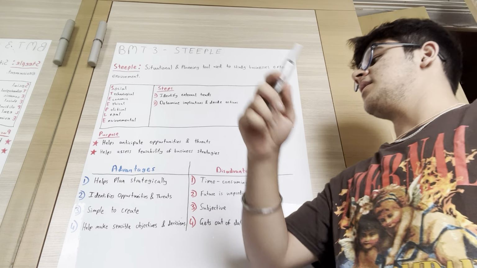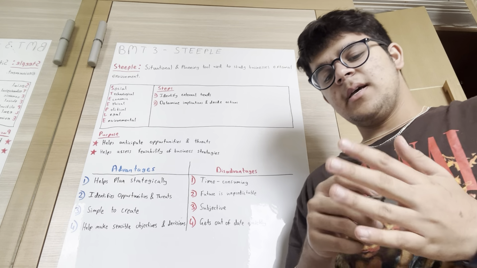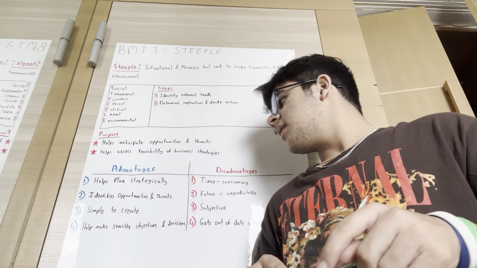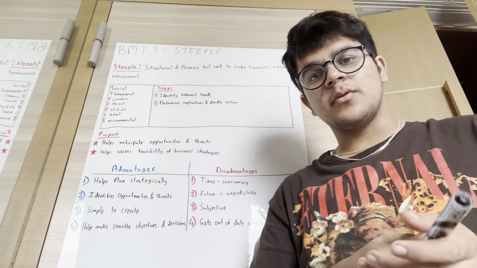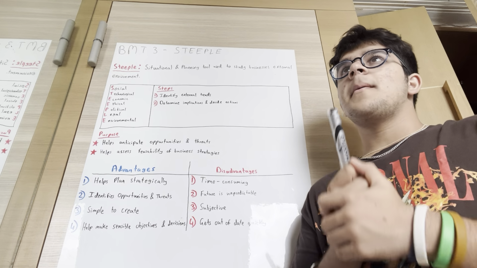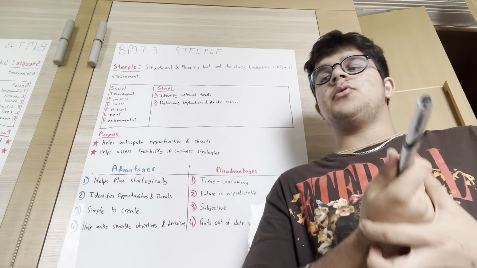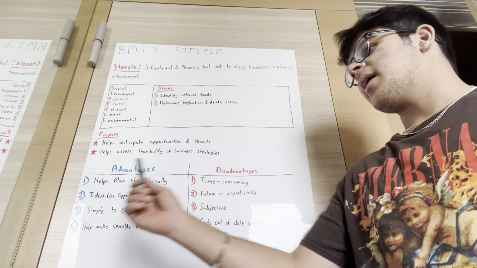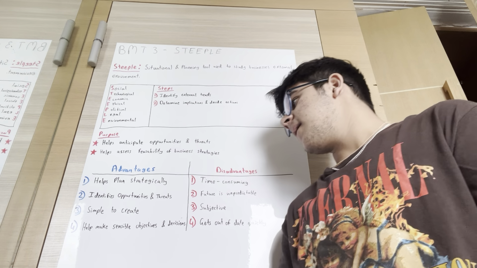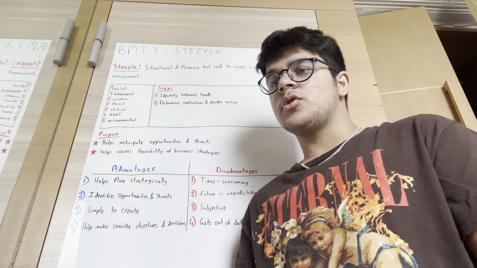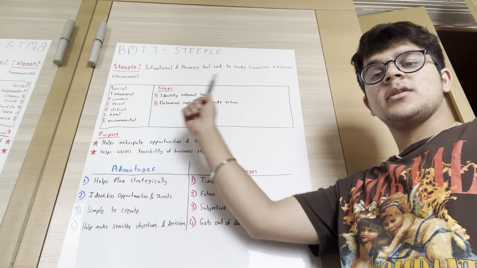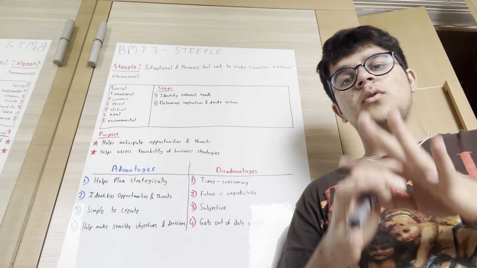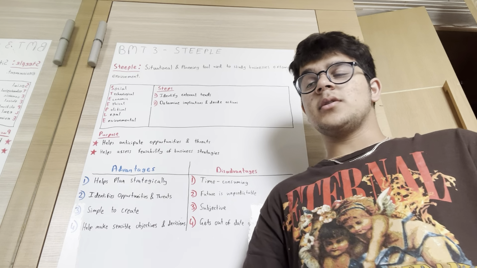First advantage of a STEEPLE is it helps you plan strategically. This makes it very methodical and leaves very little room for error. Number 2, it identifies your opportunities and threats very clearly. So managers, directors, shareholders, customers, and employees can generally look at it and understand what is good, what is bad. Third, it's very simple to create. You just got to do research and then identify opportunities and threats. Fourth, it helps businesses make sensible business objectives and decisions.